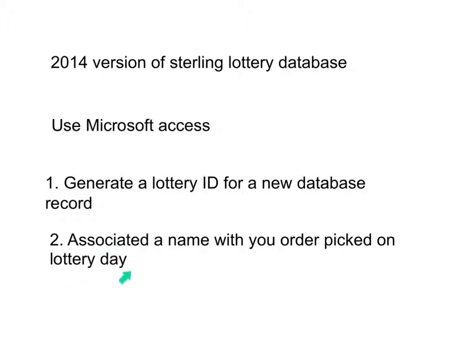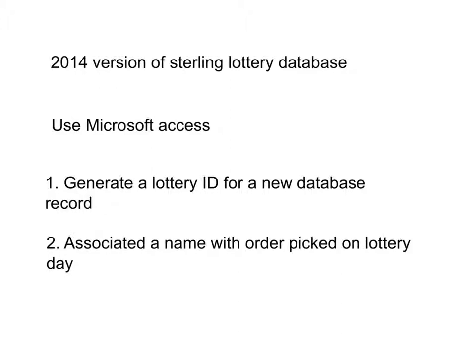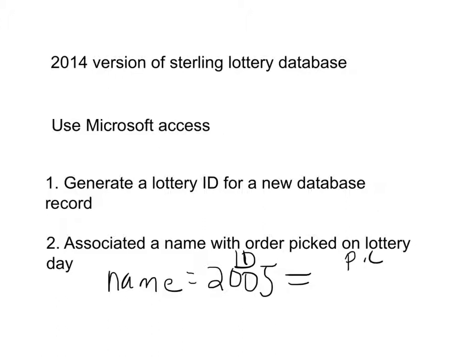Second, we associated a name with the order picked on lottery day. So for example, you might have the name of a first grader, and that first grader had our ID number 2005, and maybe in our lottery pick he was a 6th rounder, so he was the 6th pick. Okay, so that's the association we want to make. So ideally, one of these very long names got associated just with a number.